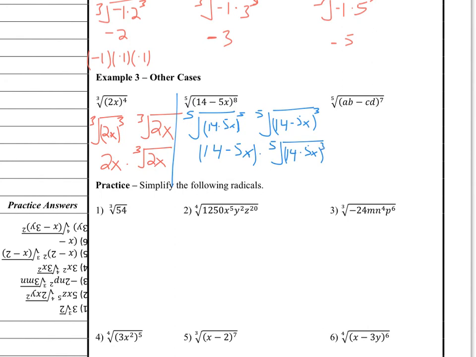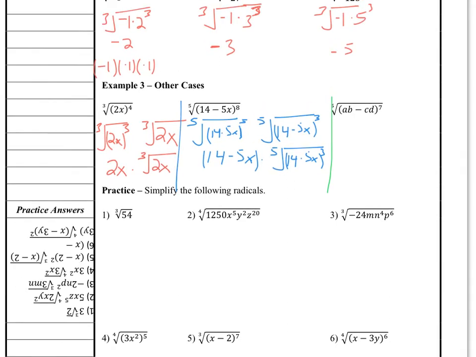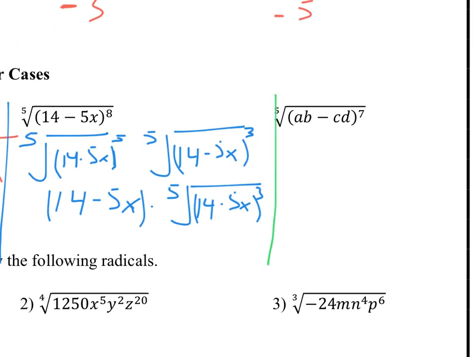Same thing happens with the next problem. So it's a fifth root that I know. Just make that a little bit bigger. Fifth root that I know. Fifth root that I don't know. And again, it's going to be AB minus CD to a power.